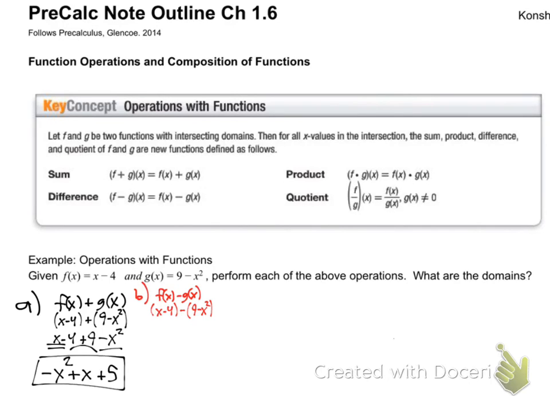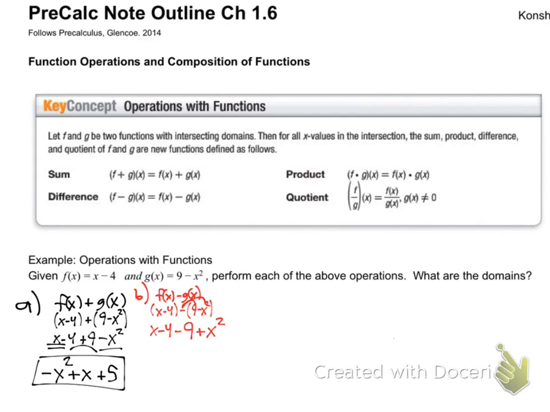Now you can ask yourself, do I need those parentheses? Do I need them on the first group? No, I really don't. So this becomes x minus 4. But of that second group, wait a minute, there's a negative 1 out front. Is it important to have the parentheses now? Because I need to do what? I need to distribute the negative. So it's minus 9 plus x squared.